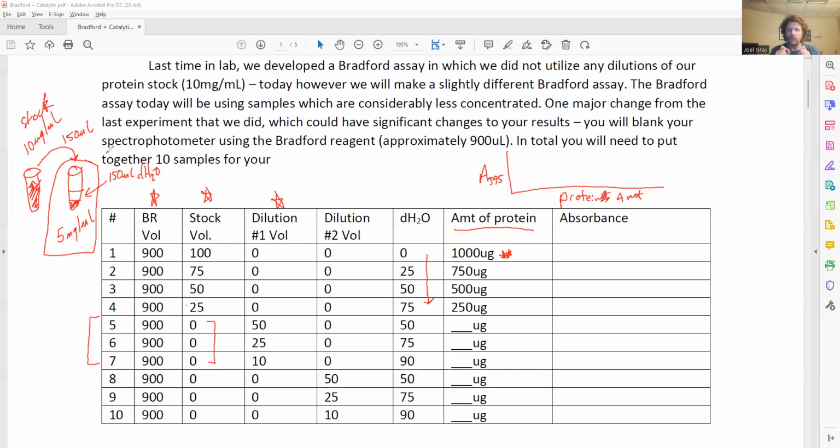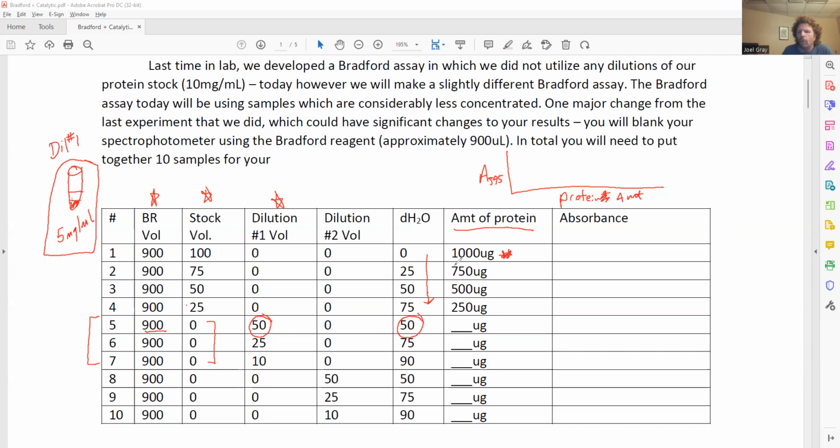Now, one thing that I'd like to really stress here is this is in a microcentrifuge tube. This is not in the cuvette yet. We've made this dilution so that we can make samples 5 through 7. So from this, I'm going to erase my stock and any information related to my stock. So I have this new dilution number 1. And with that dilution number 1, I'm going to get my cuvette. I'm going to add 900 microliters of my Bradford reagent. Then I'm going to add 50 microliters of dilution number 1. And to that mixture, I'm then going to add 50 microliters of DH2O.